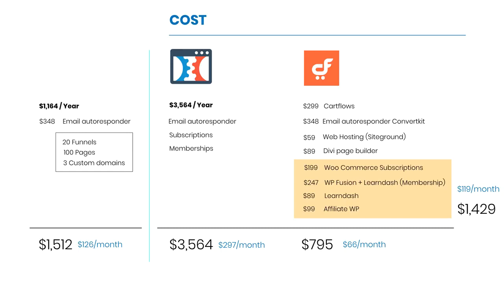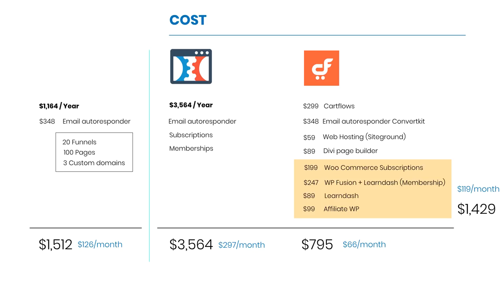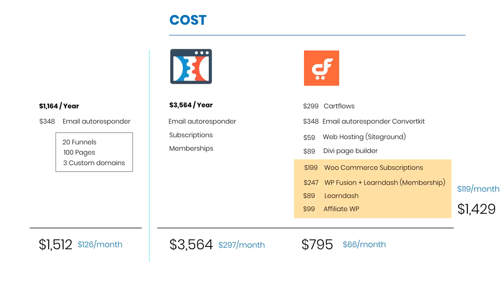And then finally, let's say you want to run an affiliate program where people can also sell your product for you. This is where you're also going to need another plugin, which costs $99. So all in all, it's going to come to a total of $1,429 per year if you decide to have all those extra features. So if you just want to build funnels for your website, pretty much you can get away with $795 per year, and this works out to be $69 per month. And if you add all these extras like subscriptions, the membership, the Learn Dash, and the affiliate platform, it's going to cost you about $119 per month.